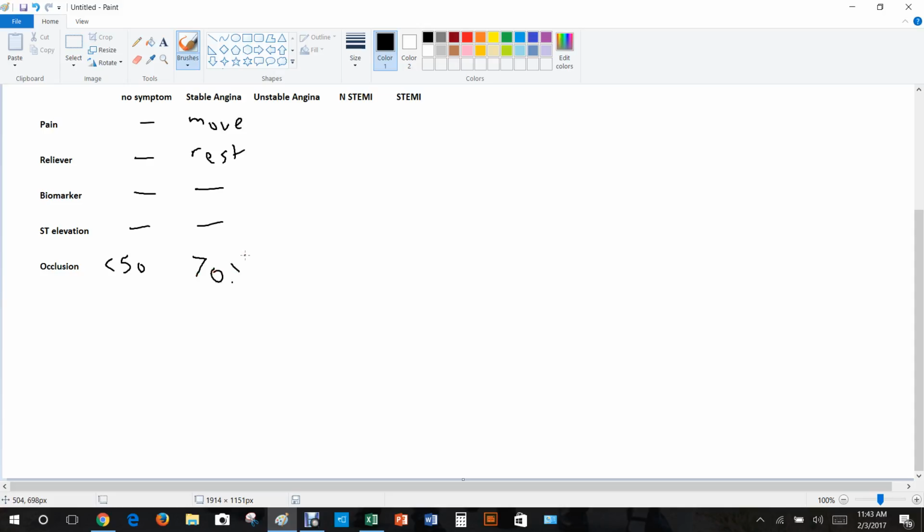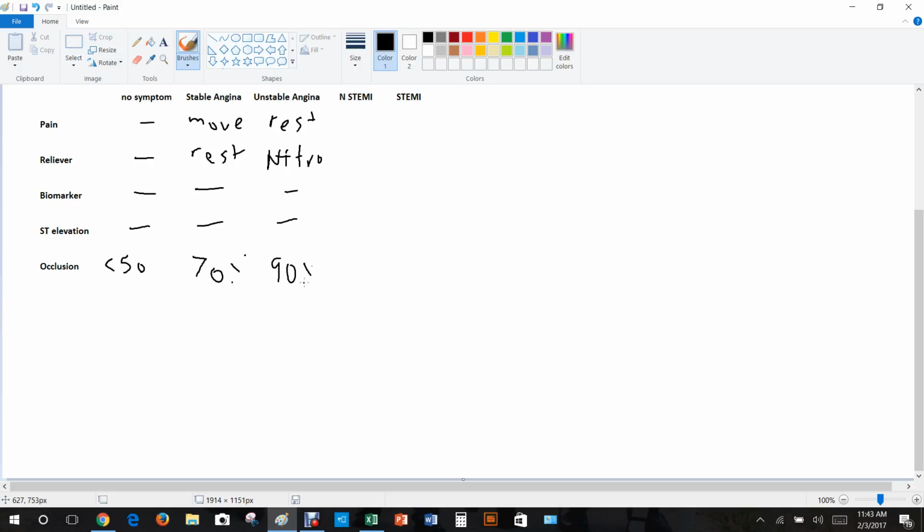Okay, so next is an unstable angina. In this case, there's even pain at rest, so I'm putting rest there. Nothing relieves it except maybe nitroglycerin might relieve it. Biomarkers, none. ST elevation, none. And occlusion is usually looking at something like 90%. That's when this thing really hurts. Hurts all the time. Your heart is not getting enough blood.